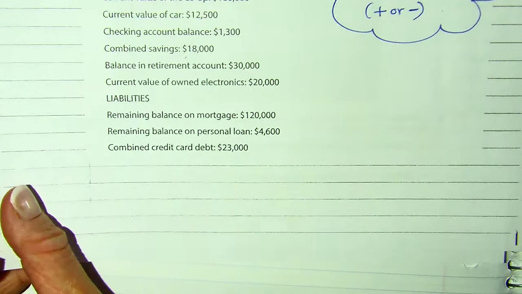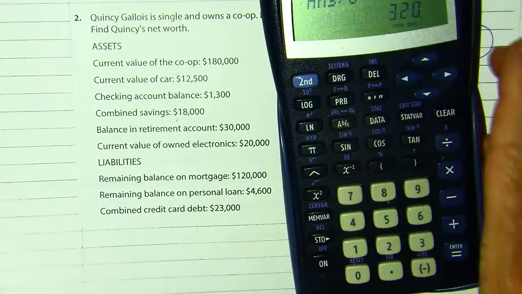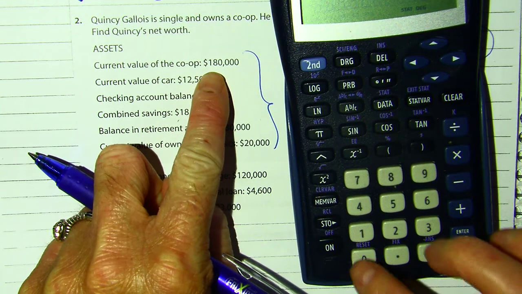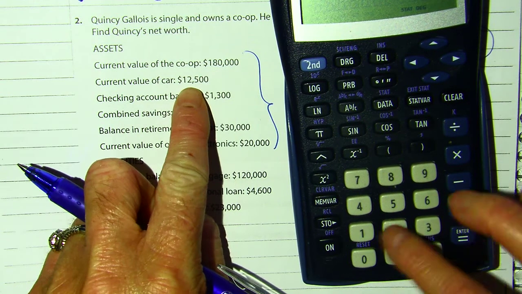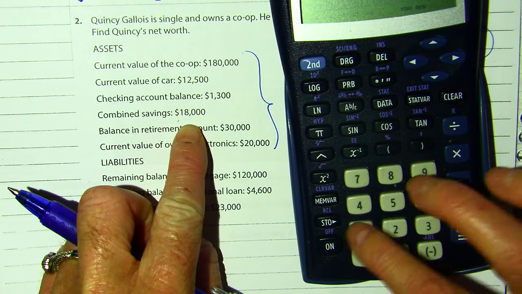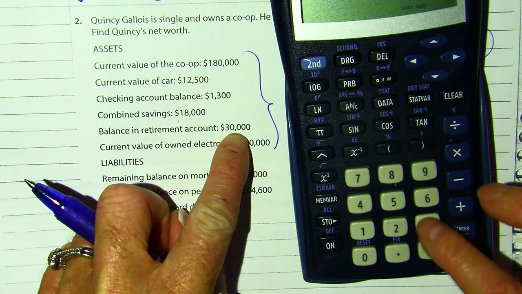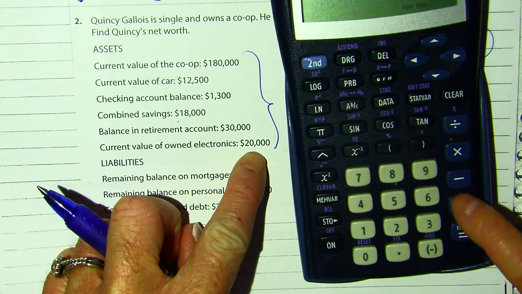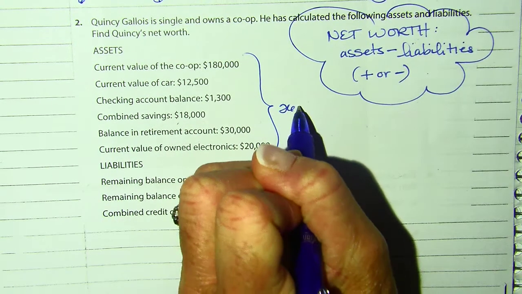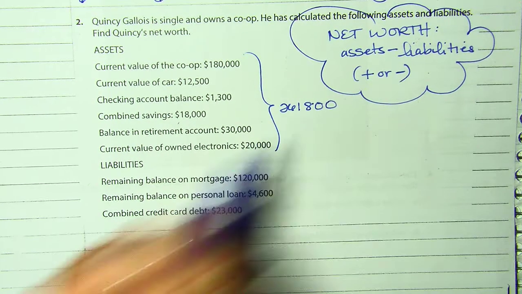So they've listed this person's assets, so let's total them up. So I've got 180,000 plus 12,500 plus 1,300 plus 18,000 plus 30,000 plus 20,000. And I get assets are $261,800.